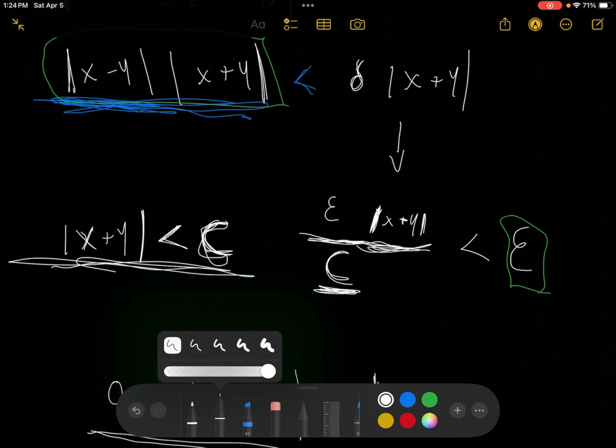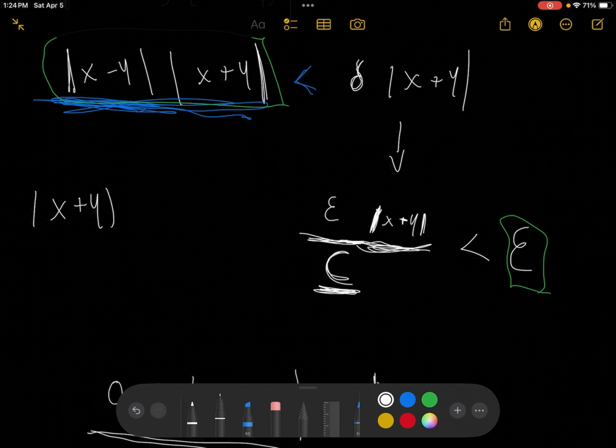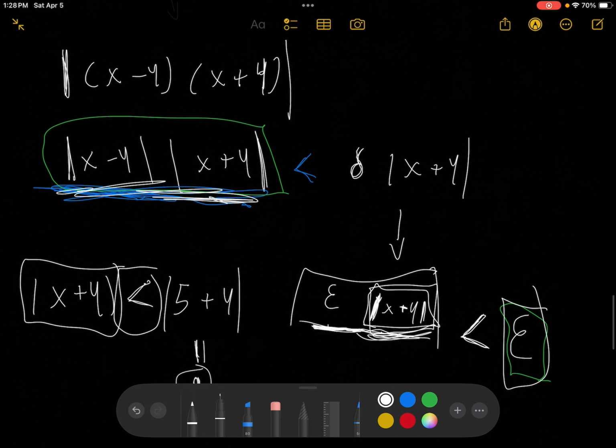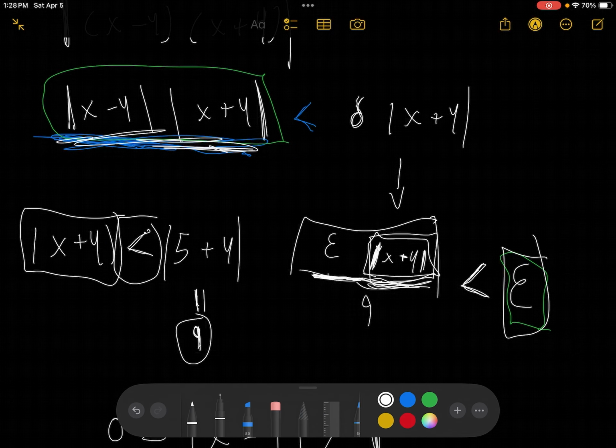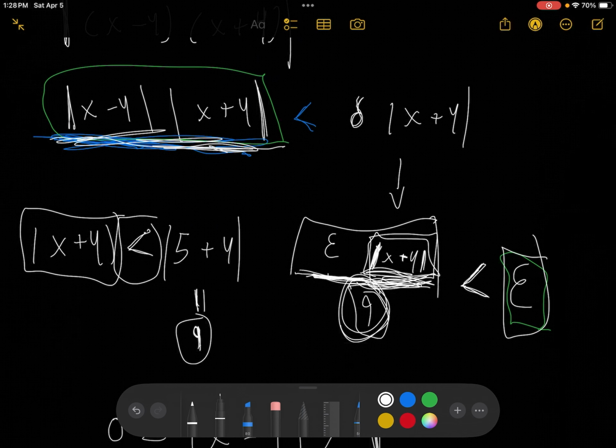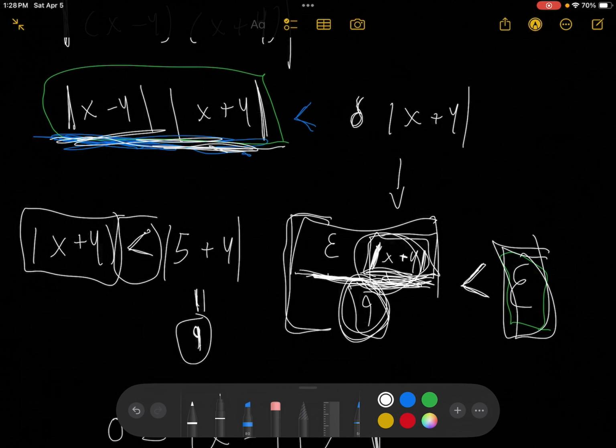So going back to this expression here, we know that the absolute value of x plus 4 is less than the absolute value of 5 plus 4, which equals 9. Meaning, going back to our rough work, we can put a 9 down here, and we know that this expression is less than epsilon times the absolute value of x plus 4 divided by 9. We know that this is less than 9, so since this number is bigger than this number, this whole expression is less than just epsilon by itself.